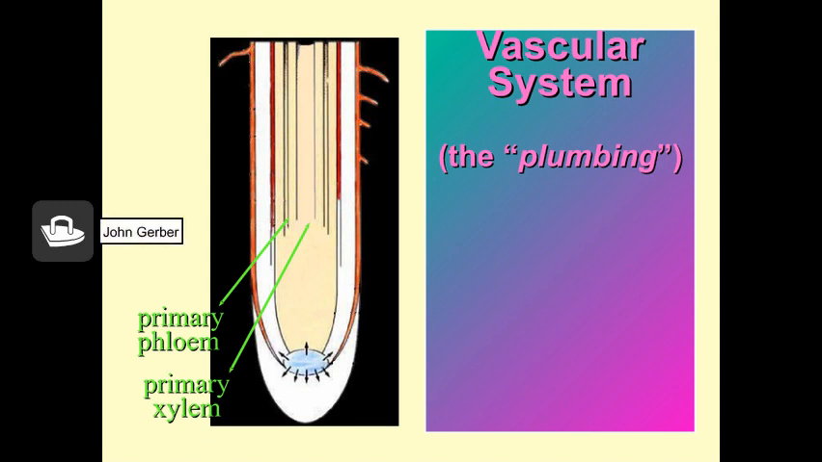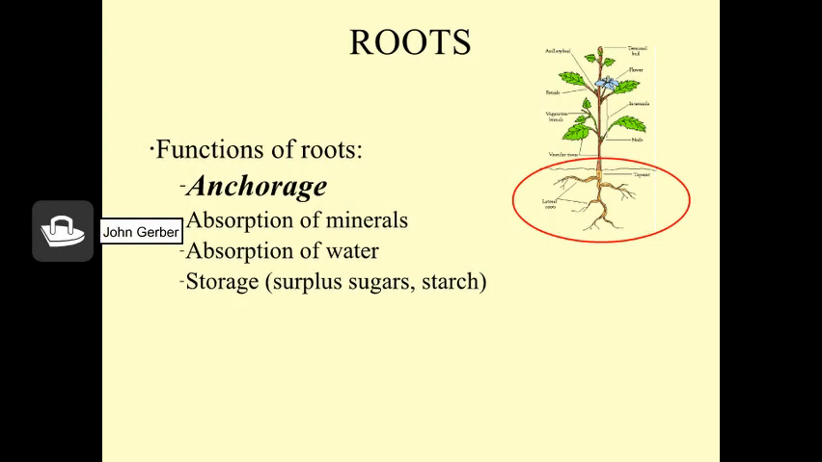And the final area of differentiation are the vascular system, the so-called plumbing of the plant, the primary xylem, which carries water, and the primary phloem, which carries sugar. Let's take another look at the four functions of the roots, starting with anchorage.